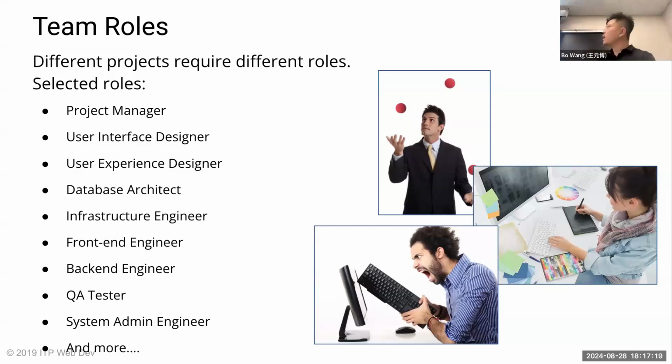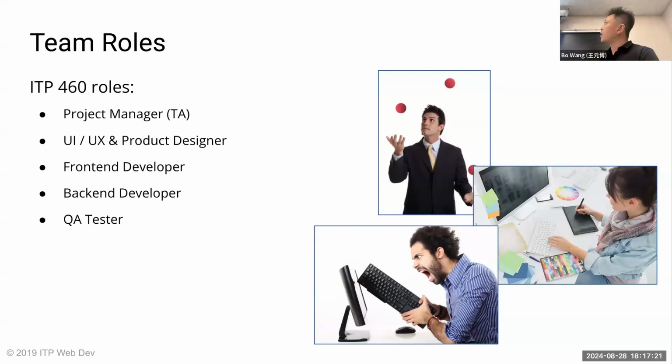So as far as our purposes in this class, we're limited to these 5 different roles: project manager, UI UX product designer. Well, sorry, actually I will break it into 2 maybe, and front end developer, back end developer, and QA tester, right? So these are the roles that we'll be trying, and we'll be rotating a little bit as well in the team.